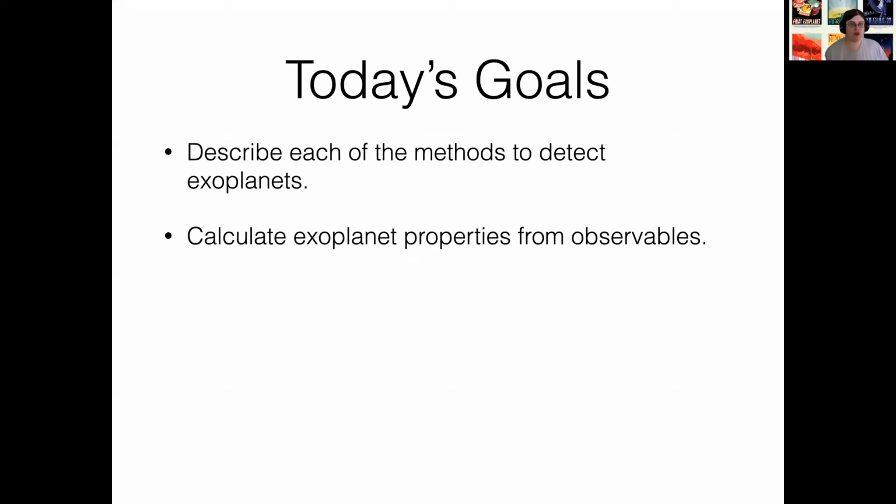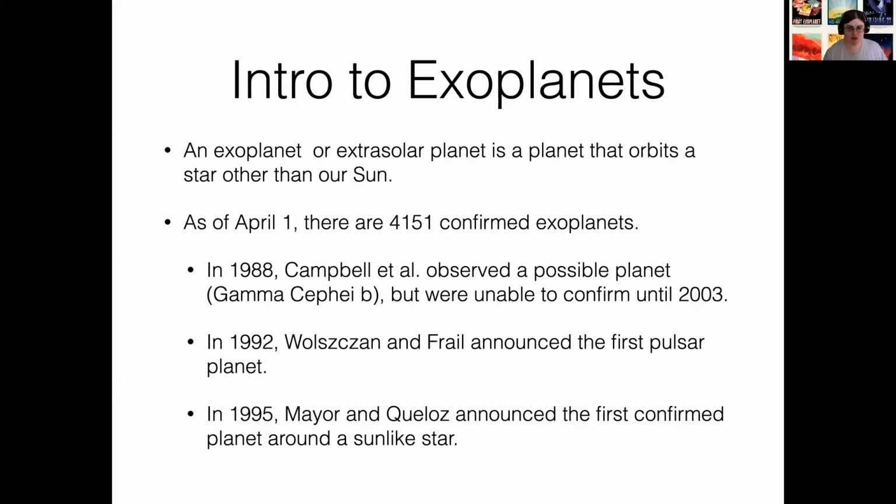So today's goals, we're going to describe all of the methods we have to detect exoplanets, and there's a lot, but two of them have been the most successful, and we're also going to talk about their biases, the method biases. An exoplanet or extrasolar planet is a planet that orbits a star other than our sun.